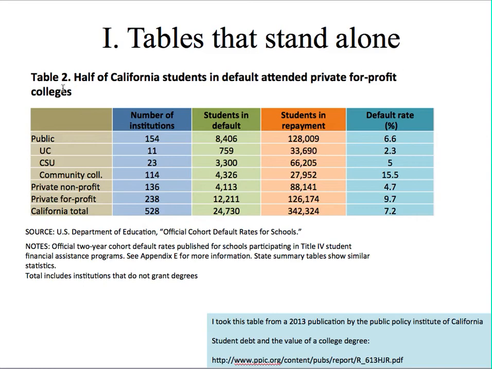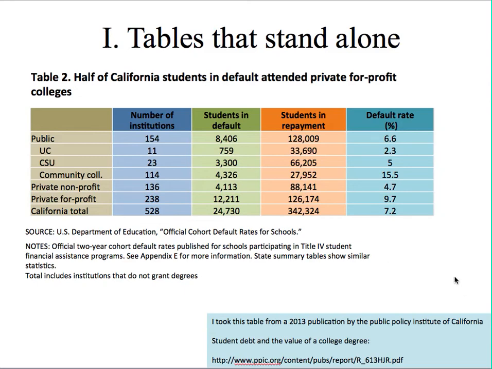And let's look at the label. So, Table 2: half of California students in default attended private. All right, so we see this table. That's the data source. And you have the notes here telling us that the official 2-year cohort default rates were published in this other part, and there is an appendix in the report showing more numbers. And the total here includes some other institutions. All right, cool. Now, what is wrong with this table?